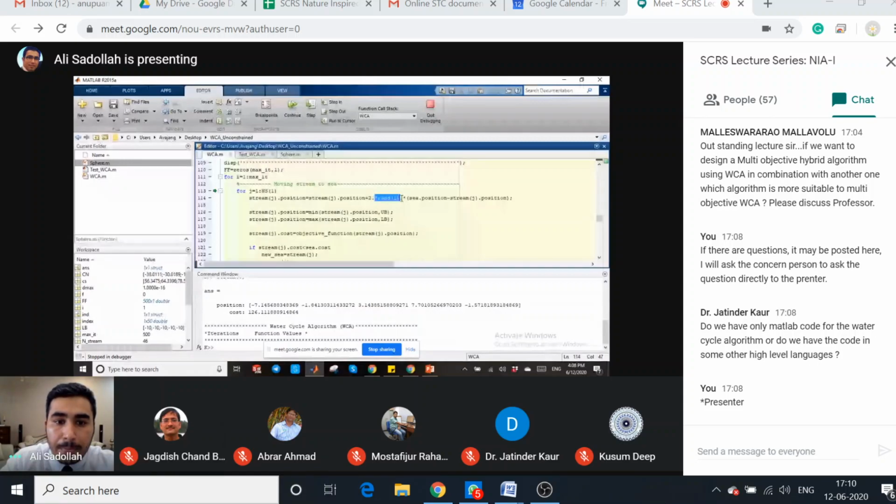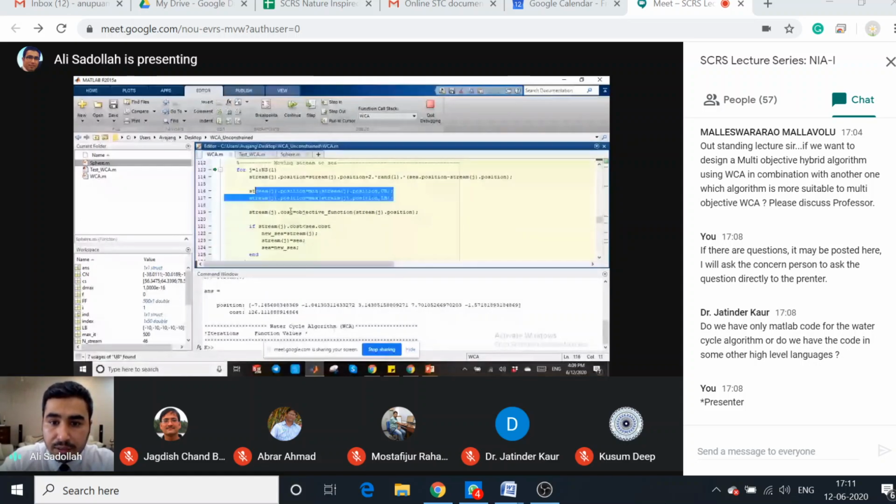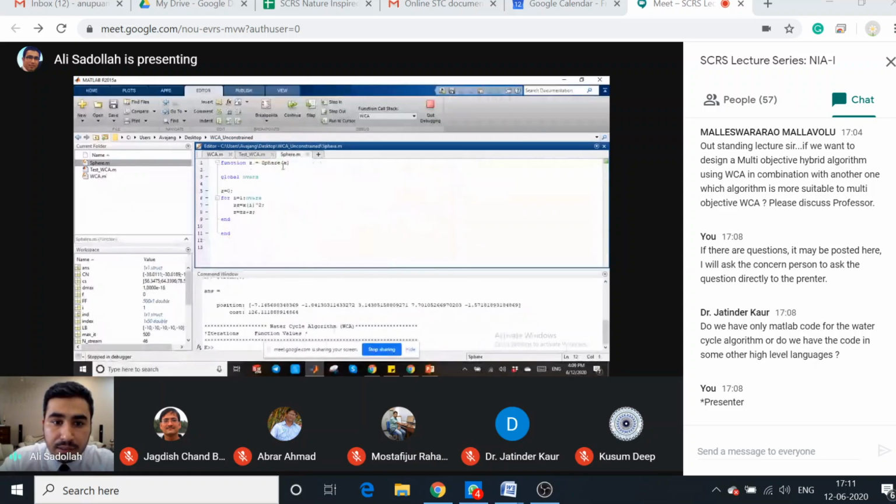Then we check the new position is between the lower bound and upper bound, because sometimes based on the movement we may violate the bounds. So we make sure the new position of the stream is between the upper bound and lower bound. After that we find the cost function. The cost function is the sphere function, so x is the input, and we find the value of the cost function.